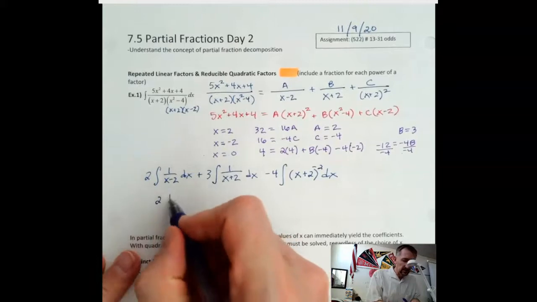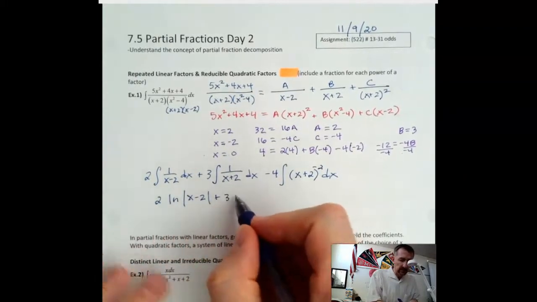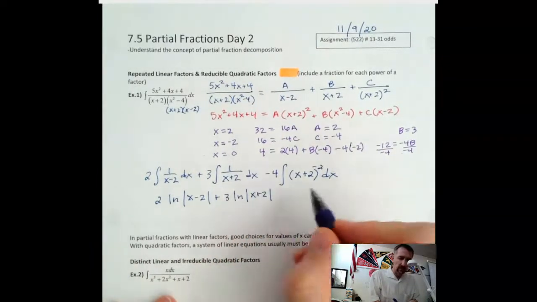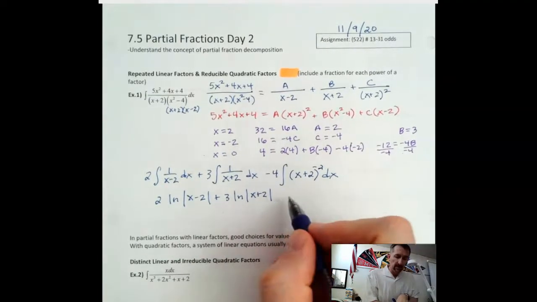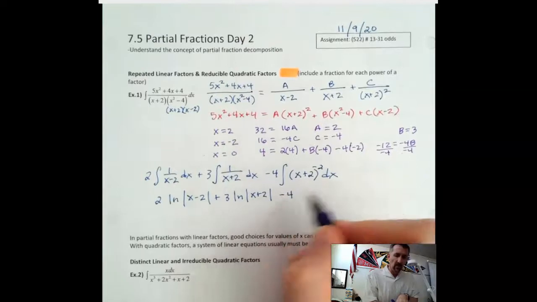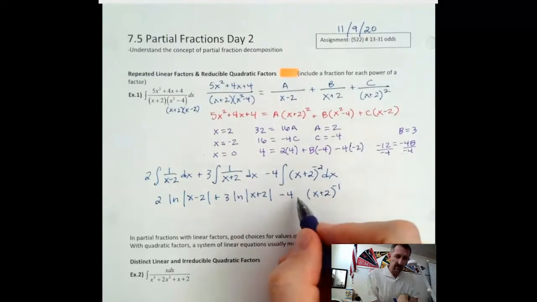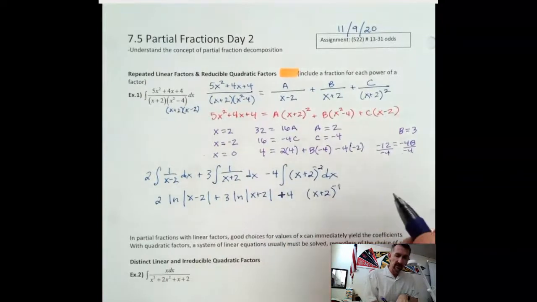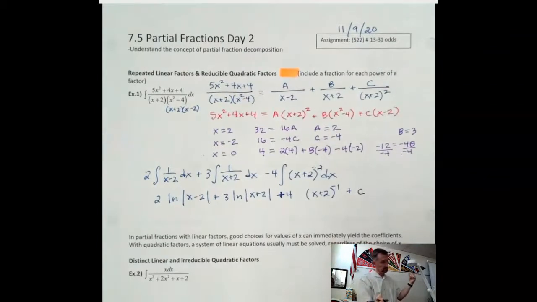So that's going to be 2 times the natural log of x minus 2 plus 3 times the natural log of x plus 2. Now I want to be careful here. It's going to be negative 4, but add 1 to the exponent. So that's going to be to the negative 1 divided by the new exponent, so multiply by negative 1. So that's going to be positive because of that. And then plus C.